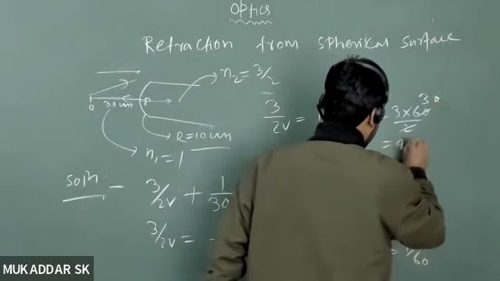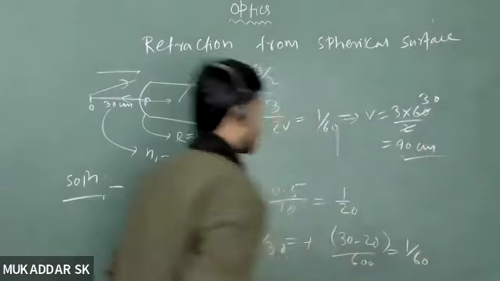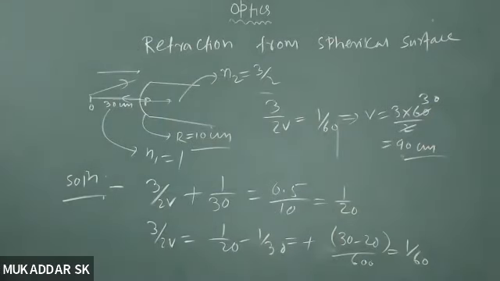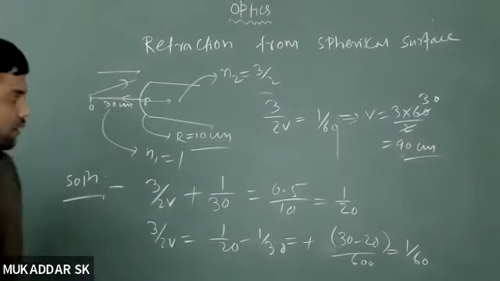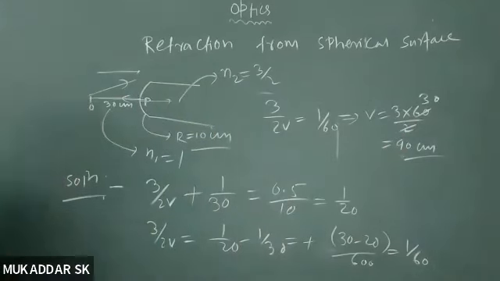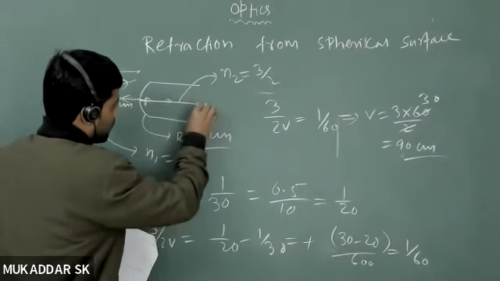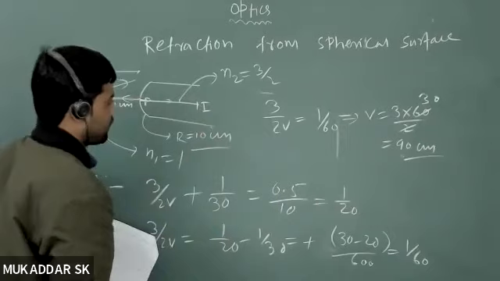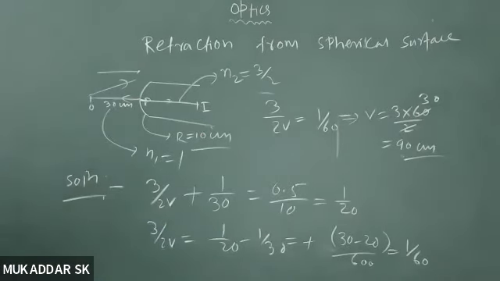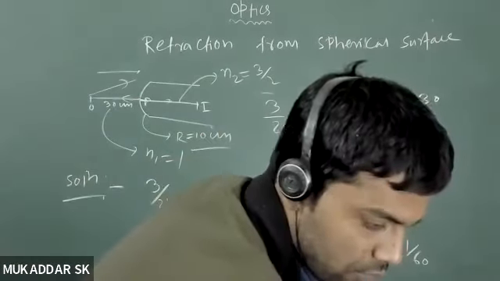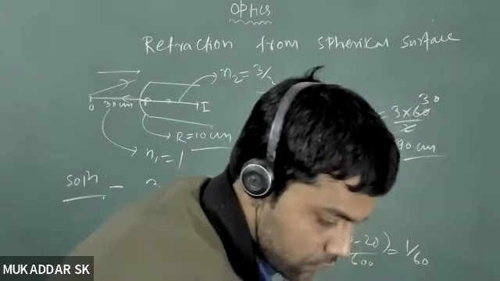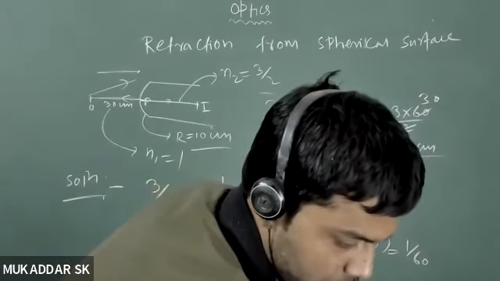So basically it will be how much? 90 centimeters. And obviously that image will be what? It will be real image because U is basically minus 30 centimeter and V is basically 90 centimeter. So both are in opposite sign, so image will be real. So image will be from pole to somewhere here, and that distance is basically 90 centimeter. Okay. Is this clear what I'm saying? Yes, sir.